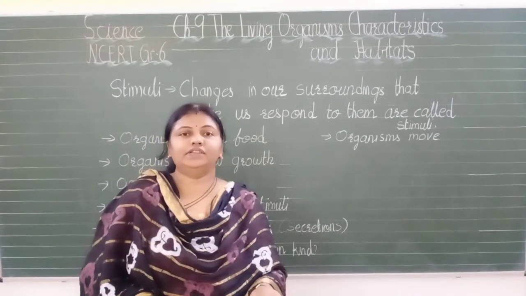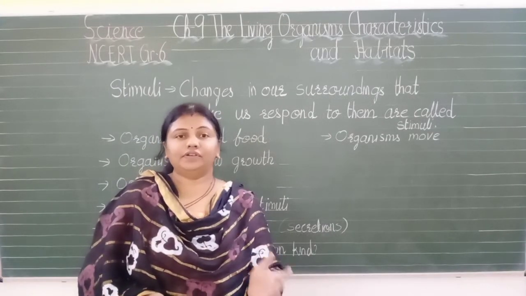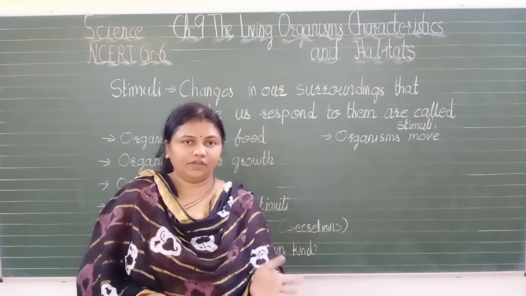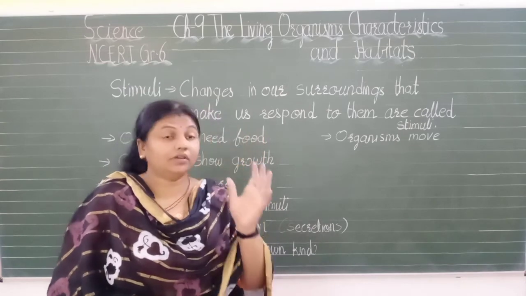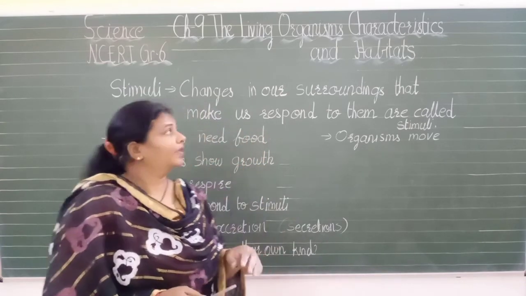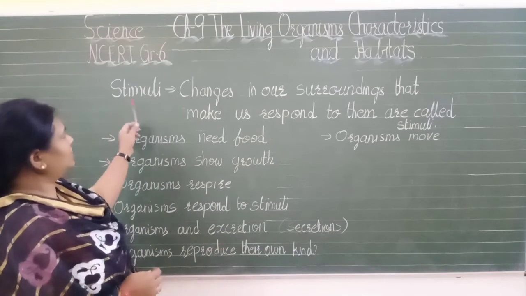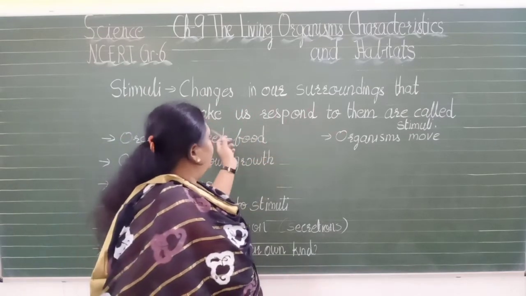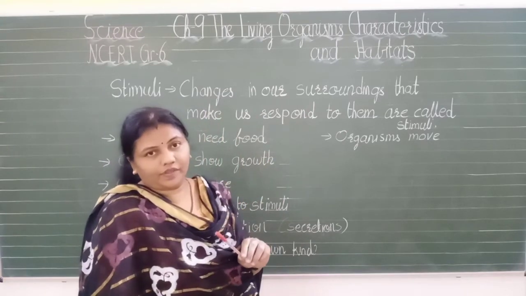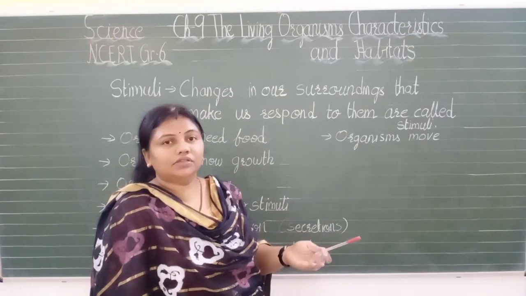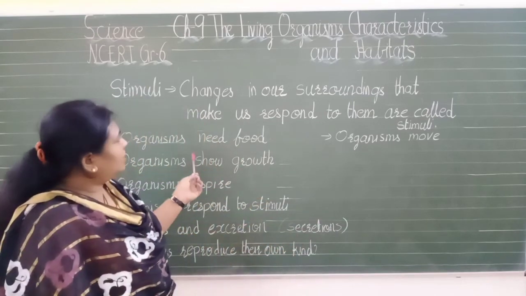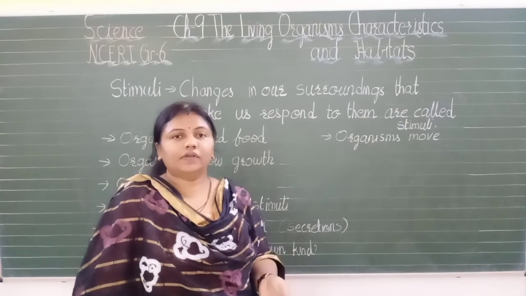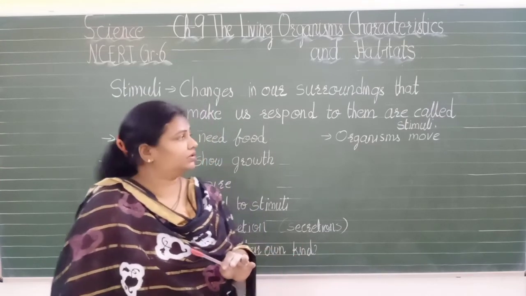So, different creatures have different features and characteristics to survive in a certain habitat, isn't it? So, adaptation in different animals is different. Now, stimuli. What is a stimulus? It is a change in our surroundings that makes us respond to it. Okay, the changes around us which make us respond to them are called stimuli. It is also found in all creatures.